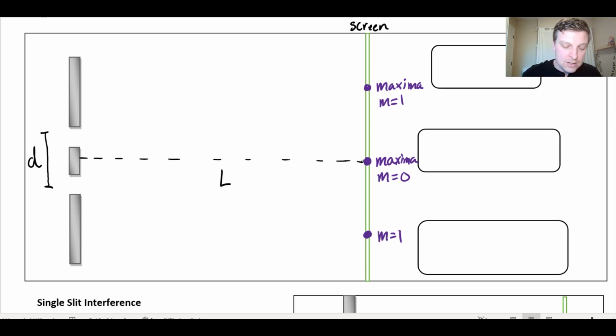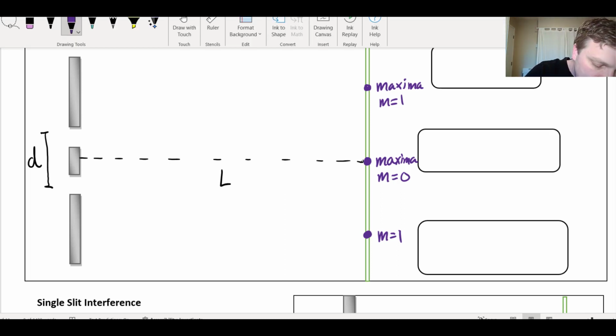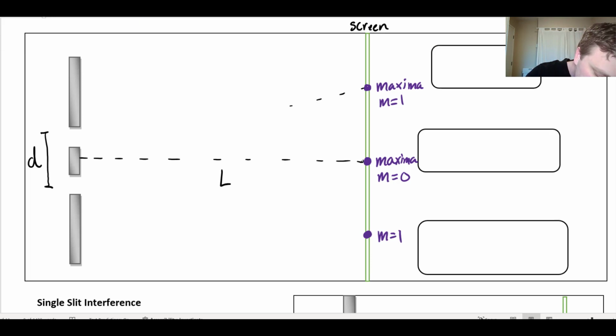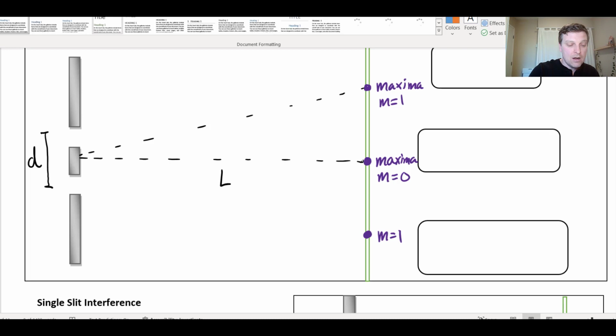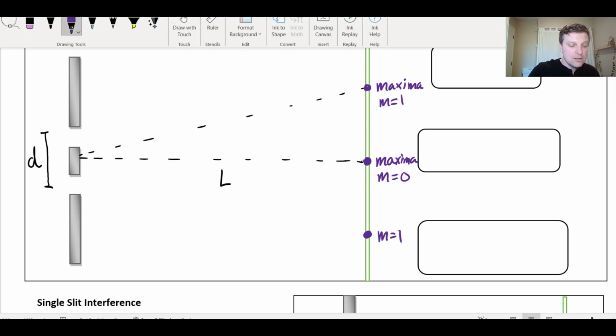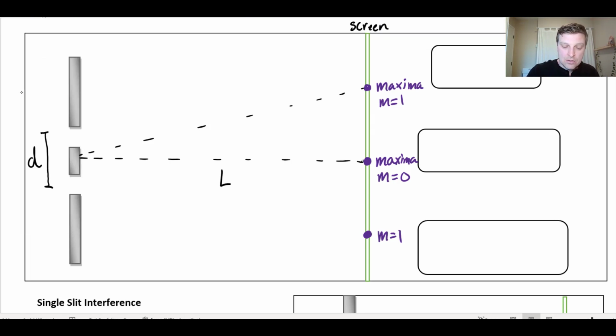So I'm just going to focus on this top maxima here, and I'm just going to draw a line that connects from here to the center of my double slits. Okay, and you can see that I've got a distance. So how far is the central maxima to this first maxima here? I'm going to call that X. Sometimes they call it Y. Again, doesn't matter too much.